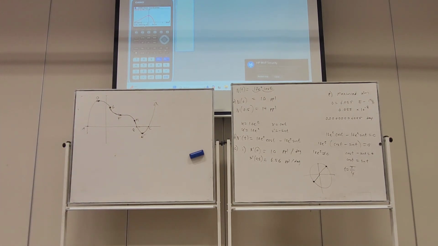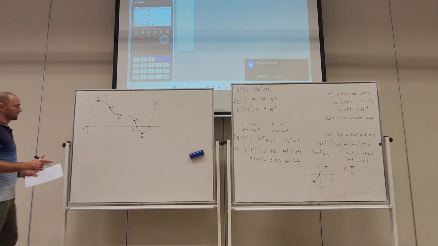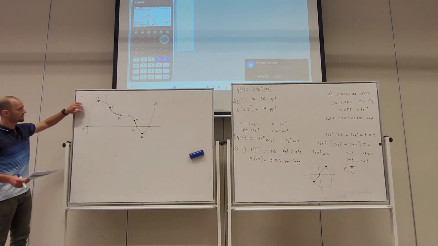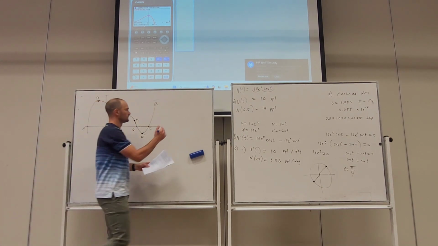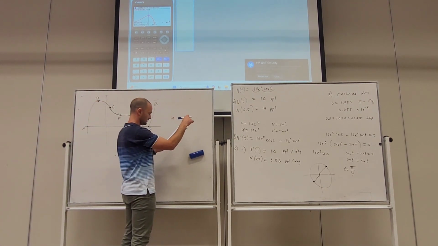Determine intervals where the function is increasing. Alright, so this function is increasing until you get to D, and then it's increasing after E.